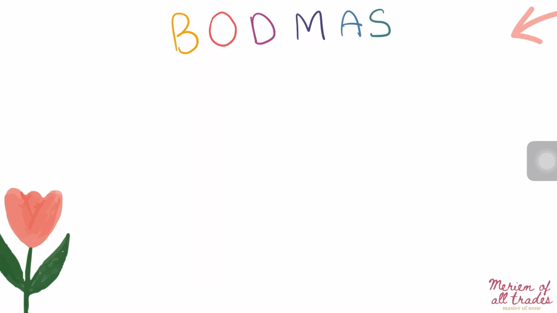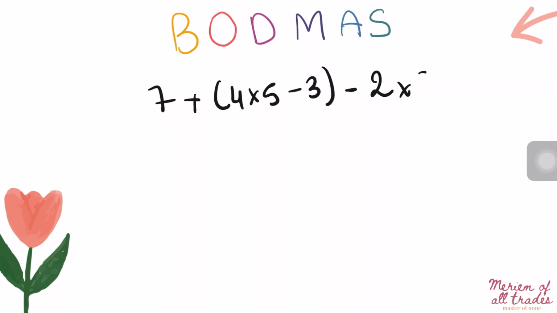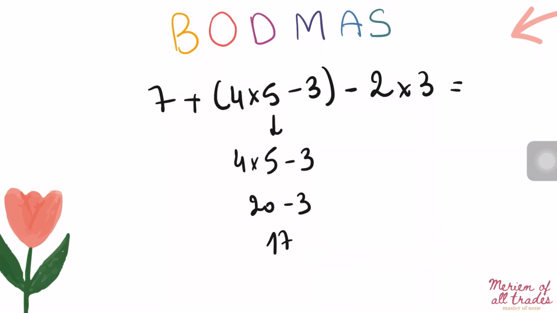And then we have the second one, which is 7 plus 4 times 5 minus 3, in brackets, and then minus 2 times 3. So let's try to do this one. First of all, do we have brackets? Yes, we have brackets. Now within the brackets, as you can see here, we have 4 times 5 minus 3. So what do we start with in this little tiny operation inside the brackets? We start with multiplication. 4 times 5, which is 20, and then 20 minus 3, which is 17. So we go back and we're going to write 17 right here.